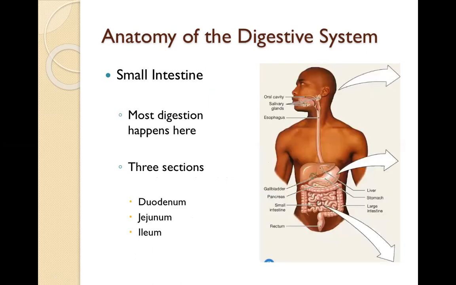The next part of the digestive tract is the small intestine. Small intestine only referring to the diameter of it. It's longer than the large intestine. It's just a smaller lumen or diameter of the opening. Most digestion actually happens in the small intestine. Most nutrient absorption happens in the small intestine. And there's three major sections. There is the duodenum. That's the first part that extends right from the stomach. There is the jejunum, which is the second part of the small intestine. And there's the ileum, which is the third part of the small intestine.